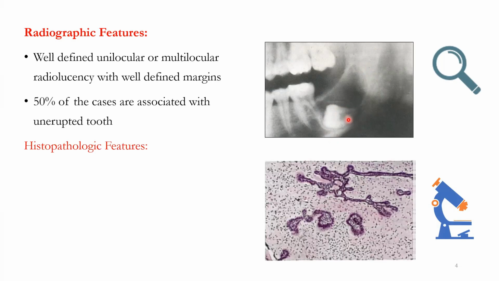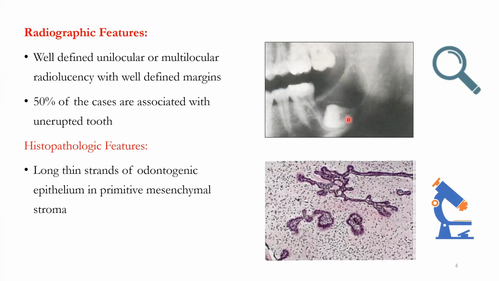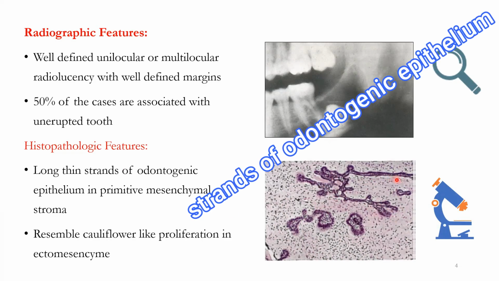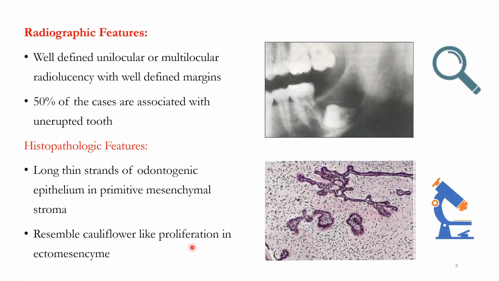And histopathologically, it is very, very unique. Basically, you see an extensive stroma and you see long, thin strands of odontogenic epithelium. And the stroma which we see around is a primitive mesenchymal stroma. And these strands of odontogenic epithelium look like cauliflower-like proliferation within this ectomesenchyme. This is the most characteristic feature of ameloblastic fibroma.